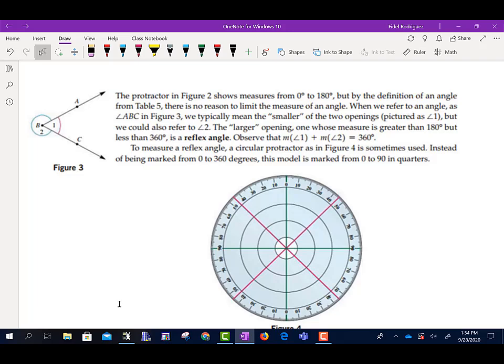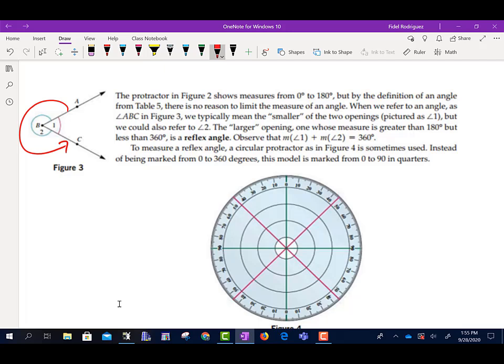So it says the protractor in figure 2 shows the measures from 0 to 180, but by definition of an angle, there's no reason to limit the measure of the angle. We refer to an angle as ABC in figure 3, there it is, and we typically mean the smaller of the two angles, but we could also refer to the larger angle. We could also talk about this angle right here. And the larger one is one whose measure is greater than 180, but less than 360. And that's what we call a reflex angle, okay?